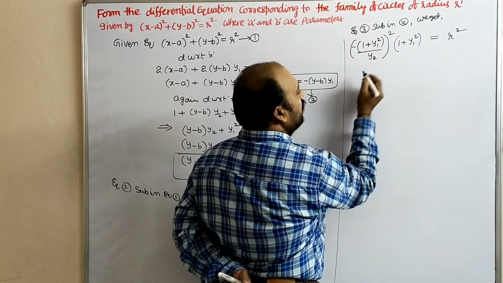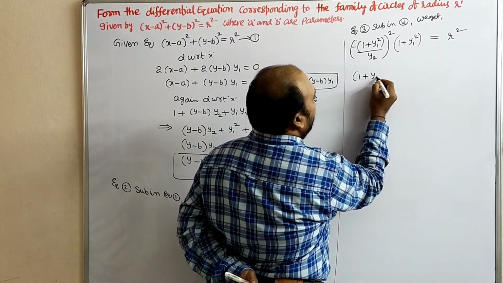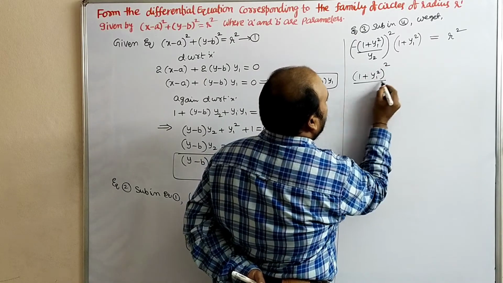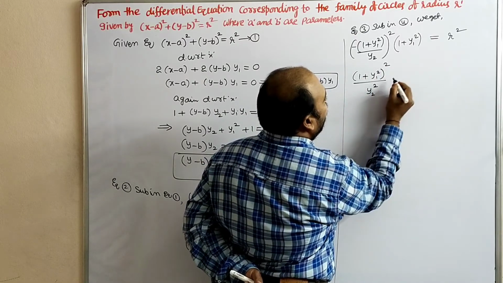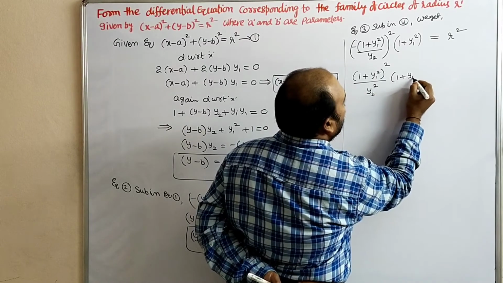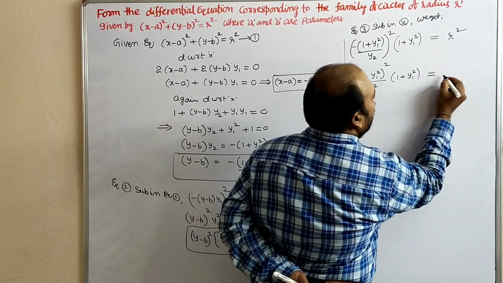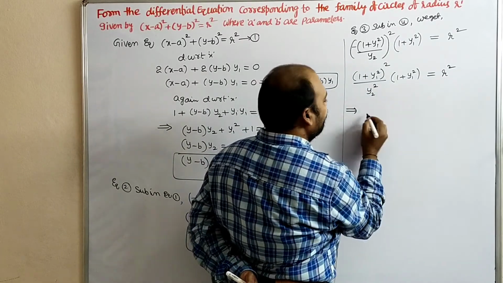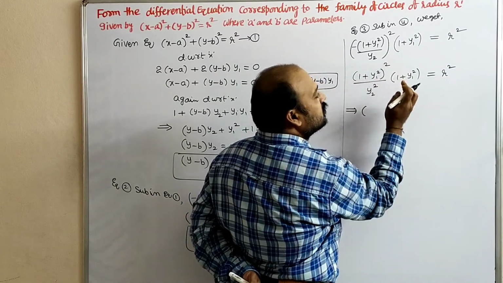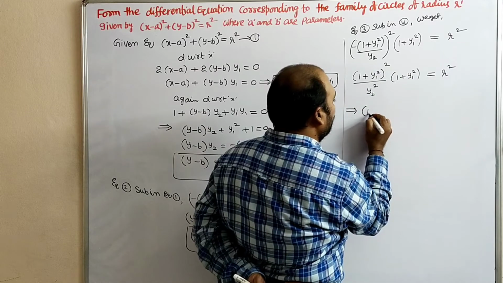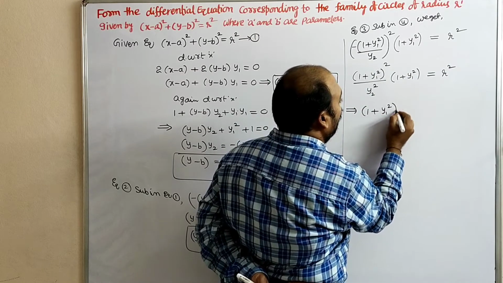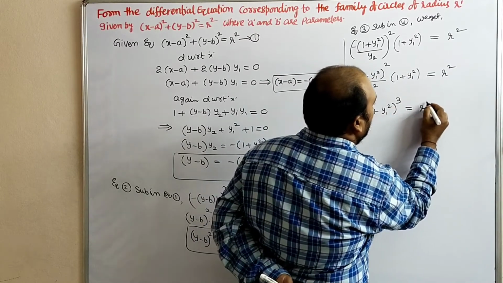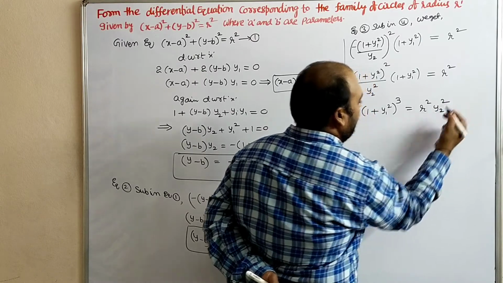So minus whole square will become plus anyway. 1 plus y1 square whole square divided by y2 square into 1 plus y1 square is equal to r square. That implies, cross multiply, 1 plus y1 square whole square into 1 plus y1 square. So 1 plus y1 square whole cube is equal to r square into y2 square.